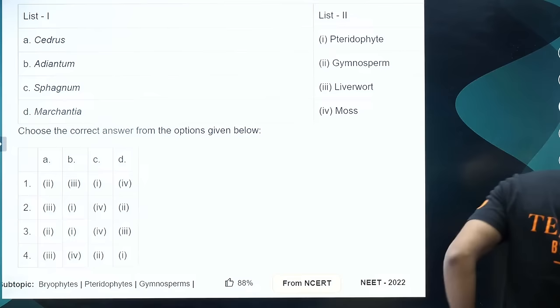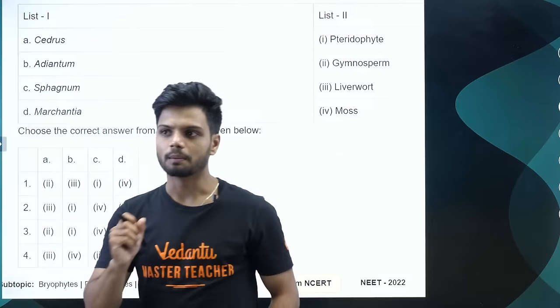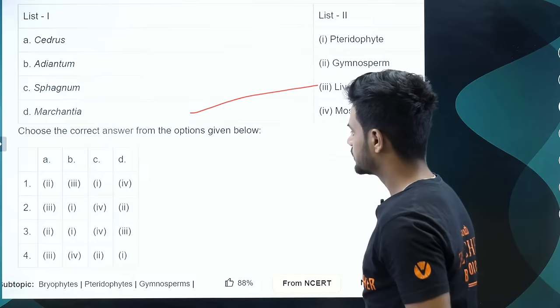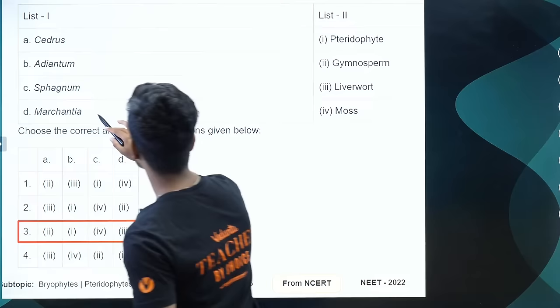The next question is here, students. That is Cedrus, Adiantum, Sphagnum, Marchantia. If you think you might get confused somewhere, I've told you, Marchantia is the only example of liverwort. Yes, Marchantia is going to be your liverwort. D is 3. Where do you see D is 3? Only one option. Marchantia, liverwort. Done.